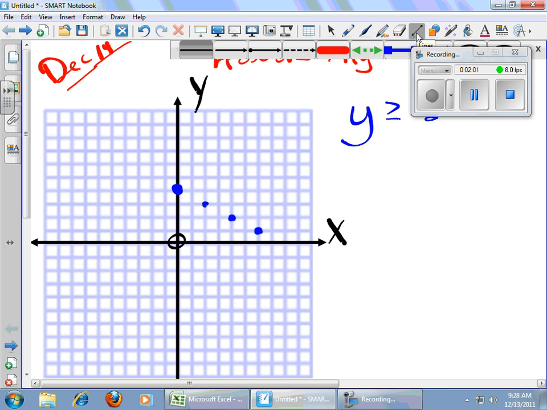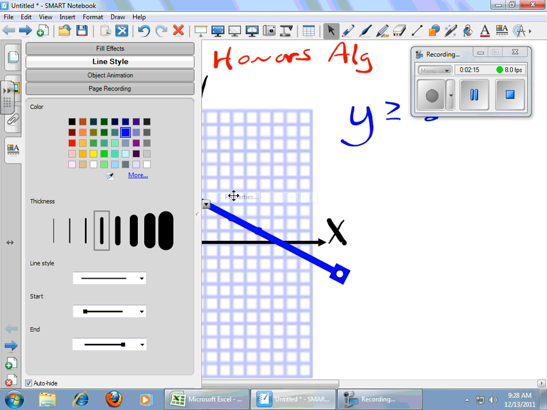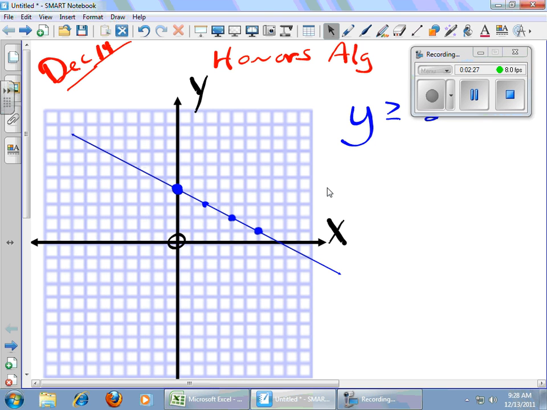Now it'll be a solid line, right? I'm going to go ahead and make it blue. I'll change the thickness in just a moment. Properties. Give some arrow points, and let's make it nice and thin.